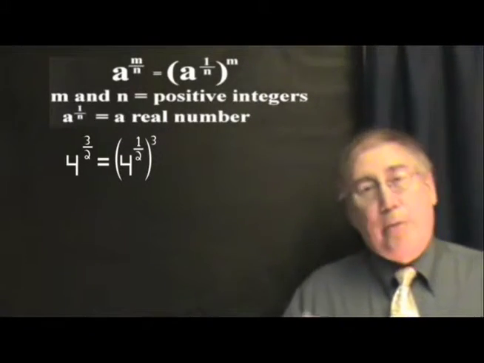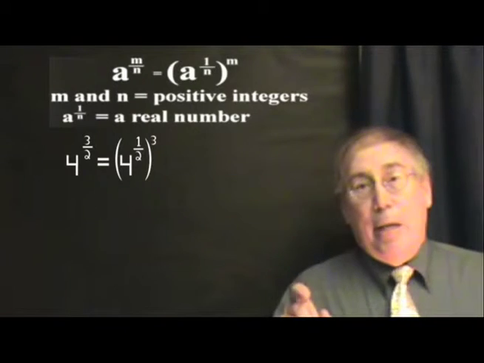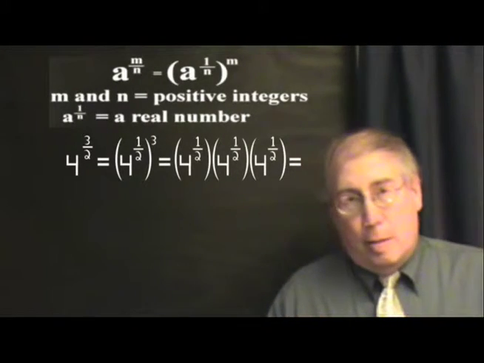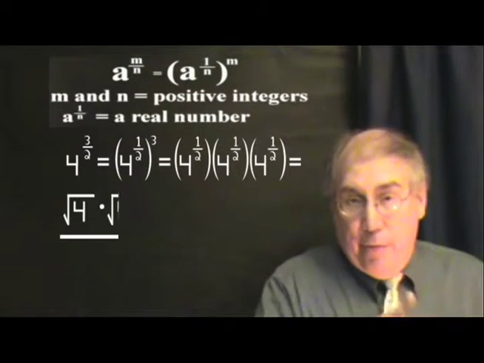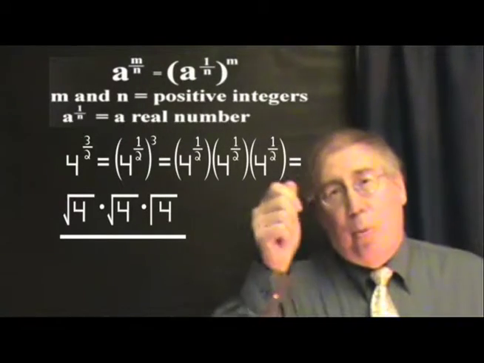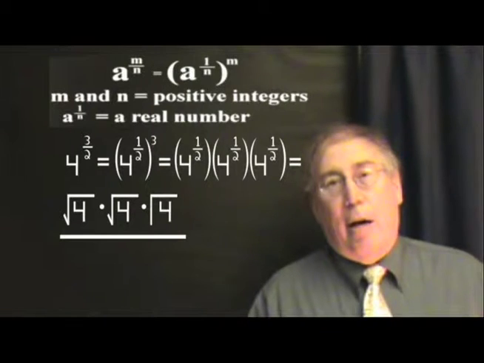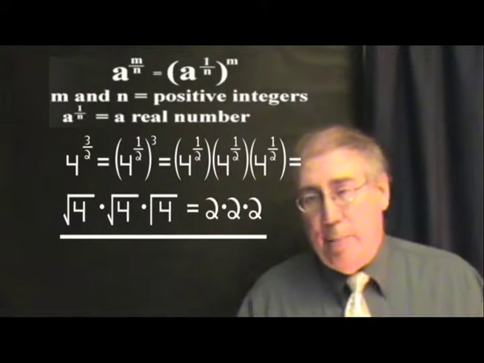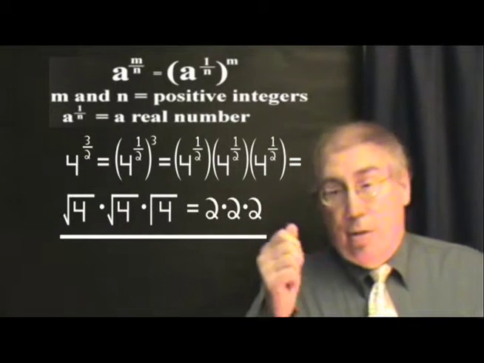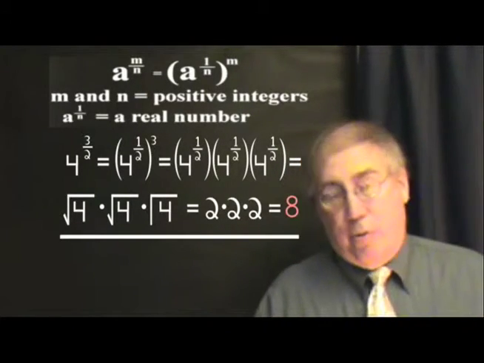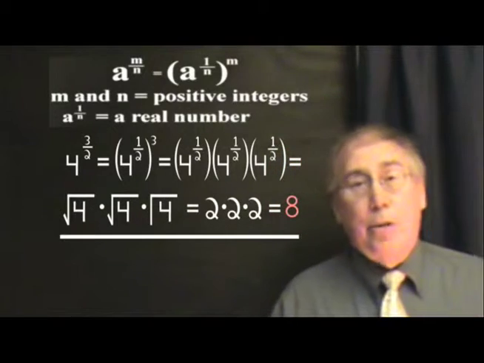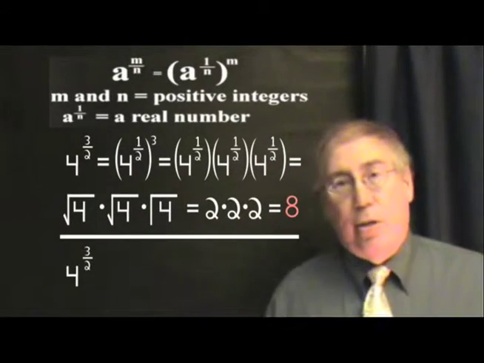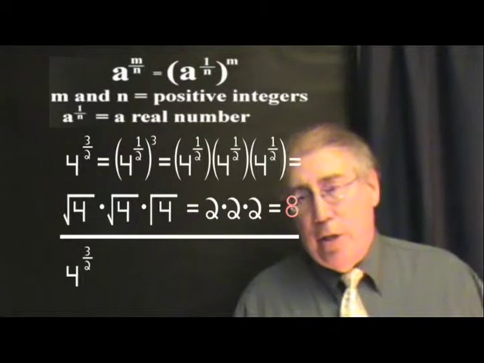4 to the 3/2, so let's pull out the 3. That means to cube 4 to the 1/2. Now, judging by what I've just talked about, 4 to the 1/2 is the square root of 4. So you have the square root of 4 times itself 3 times, which gives 2 times itself 3 times. And it equals 8.